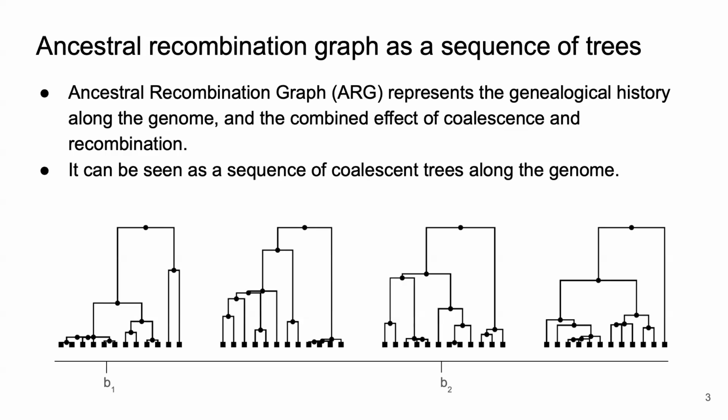So an ARG could be seen... For the rest of the talk, you could think of an ARG just as a sequence of coalescence trees that is changing along the genome.